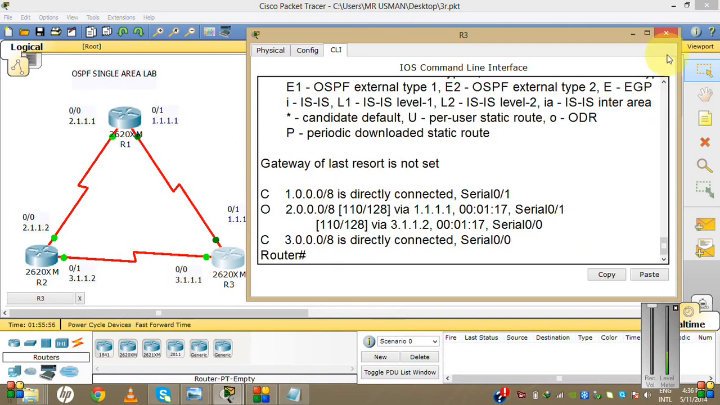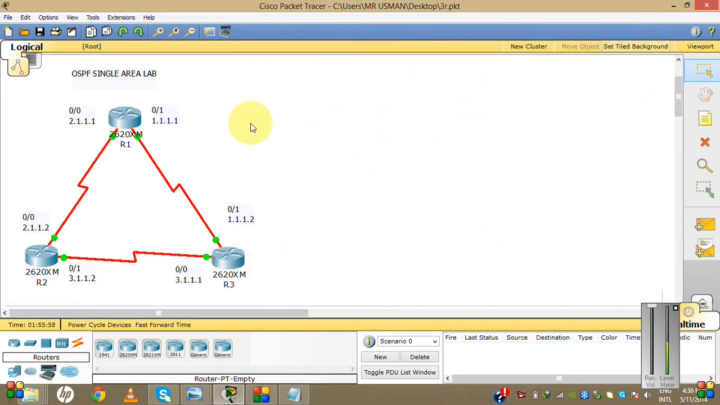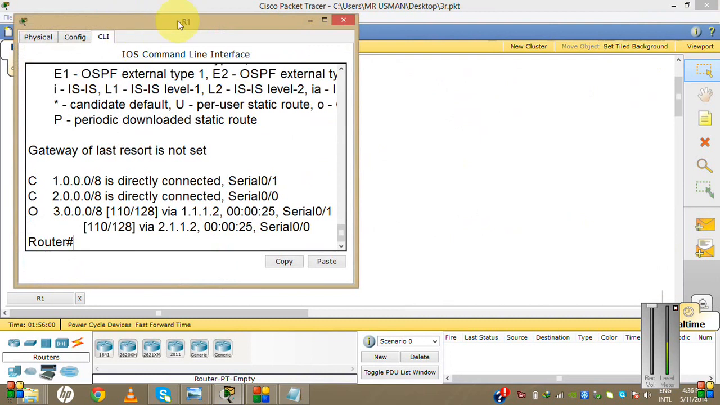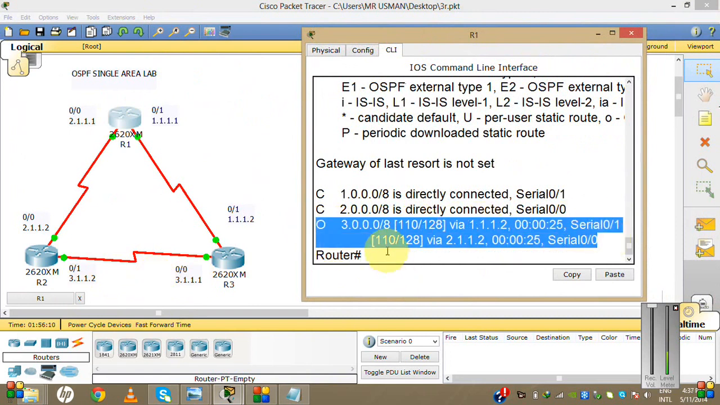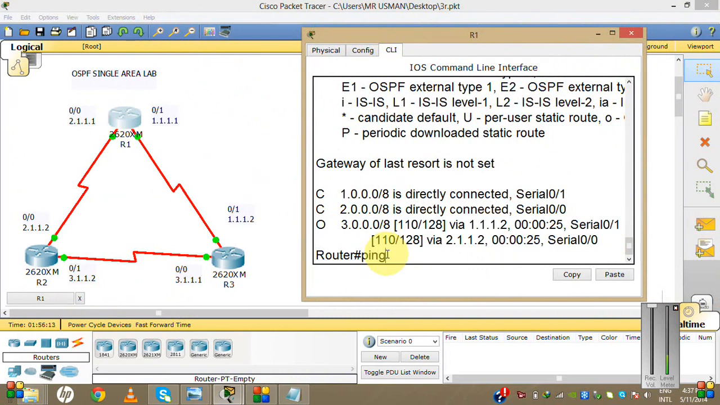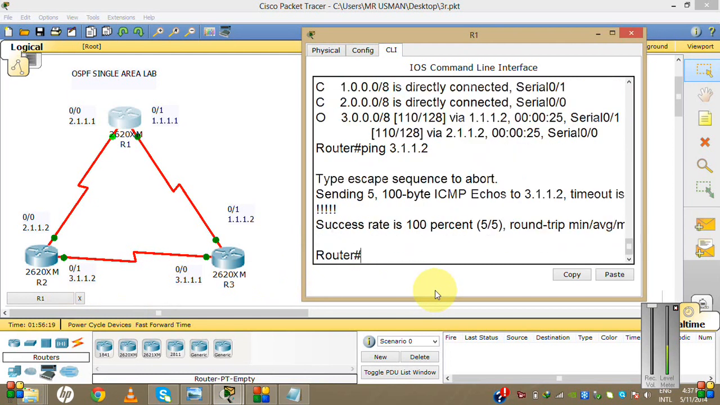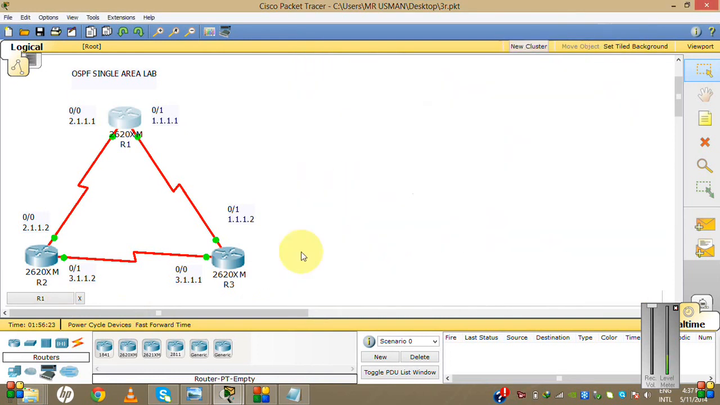Okay, now you can also ping to check whether it is available or not. I'm going to ping the third route which is advertised by OSPF, 3.0.0.0, having any IP address. I will ping 3.1.1.2. 3.1.1.2 is pinging 100%. Okay, thanks for watching.